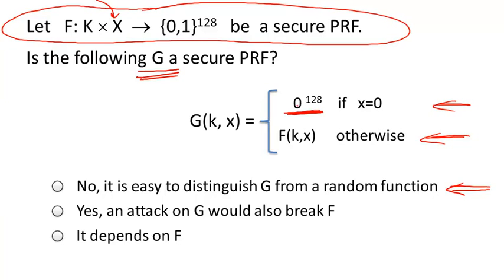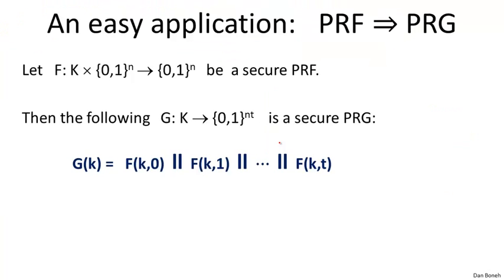So what this example shows is that even if you have a secure PRF, it's enough that on just one known input, the output is not random. The output is fixed, and already the entire PRF is broken, even though everywhere else the PRF is perfectly indistinguishable from random.